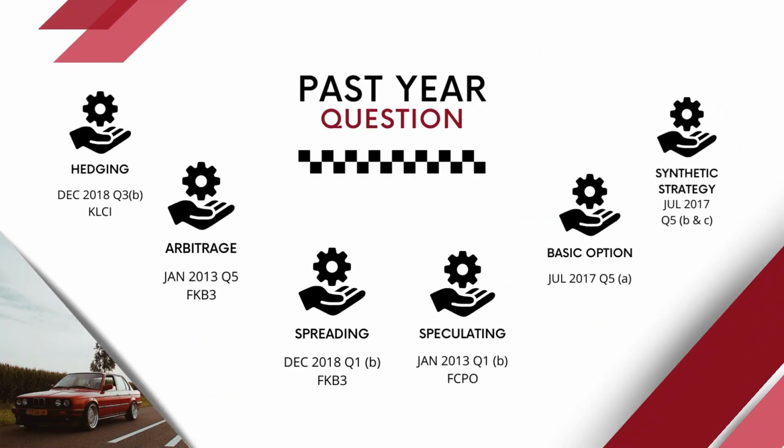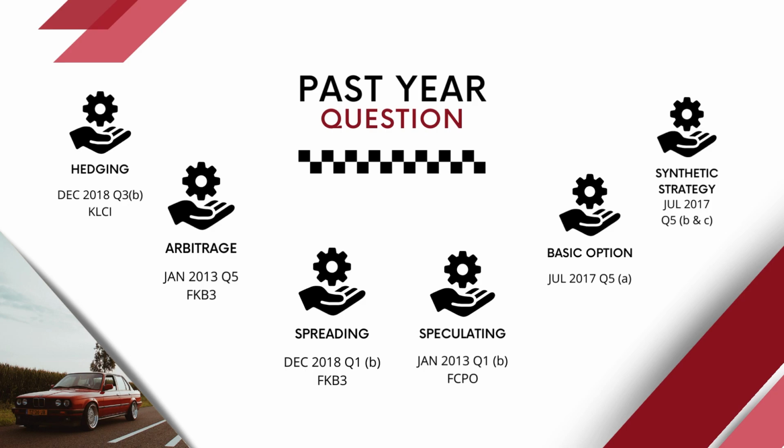So this is a partial question. We will answer 6 questions on hedging, arbitrage, spreading, speculating, basic option, and synthetic strategy. For hedging, we are choosing December 2018, question 3, KLCI. Next is arbitrage. We are choosing January 2013, question 5, which is about FKB3. And next one is spreading. We are choosing December 2018, question 1, and it's about FKB3 too.